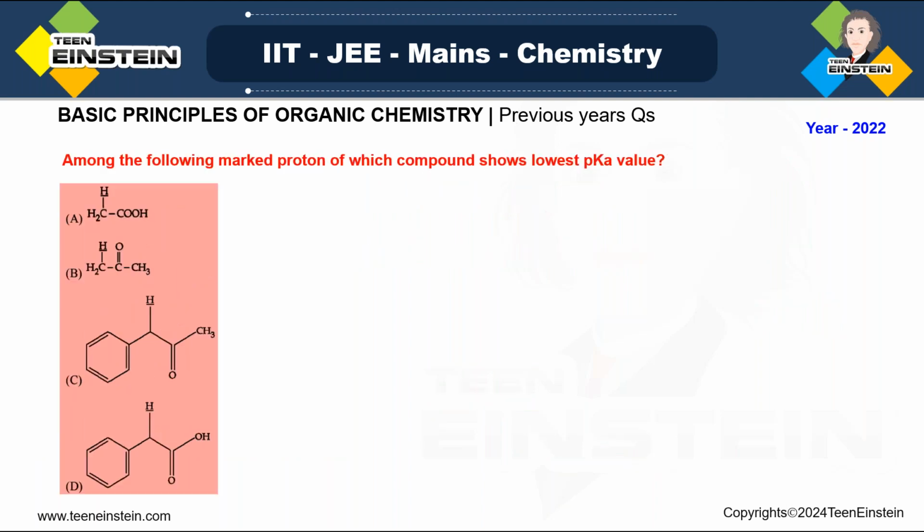Among the following marked protons, which compound shows the lowest pKa? So here you can see these are the marked protons.